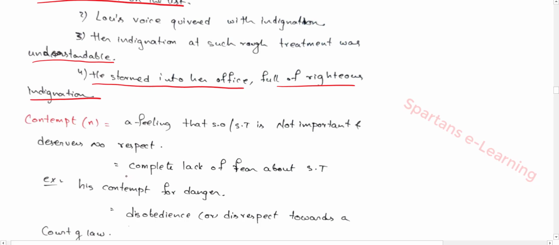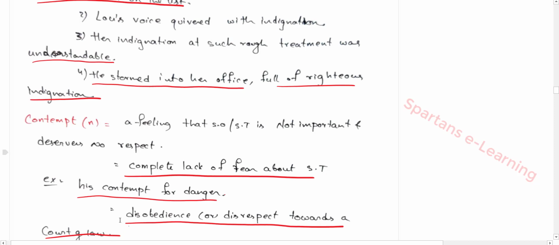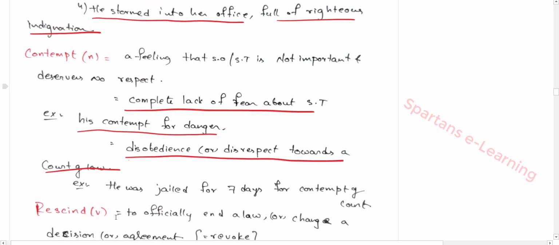Next meaning of contempt is a complete lack of fear about something. Example, his contempt for danger. That means he is not at all considering this danger an important entity, right? He is actually looking down on this danger. So his contempt for danger. Similarly, contempt means disobedience or disrespect towards the law or a court. That is also called contempt. You may have heard something like contempt of court, right?